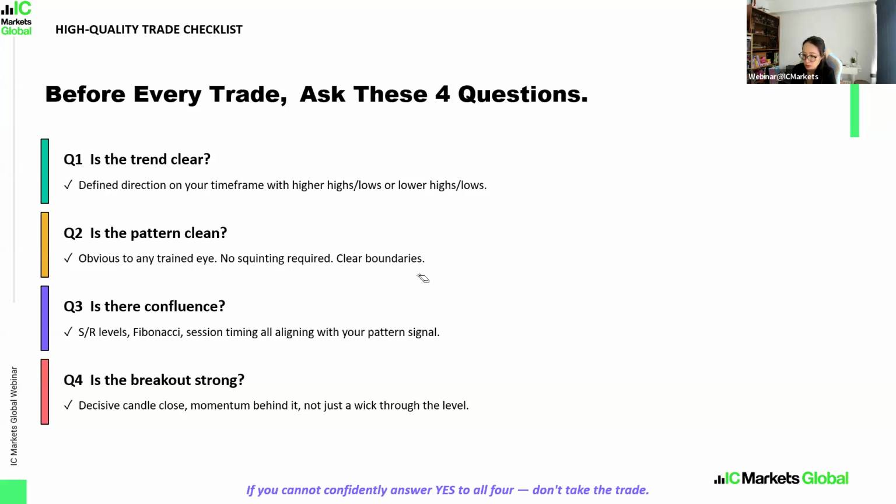Is the breakout strong? Look for a decisive candle close with momentum behind it, not just a wick through the level. Whenever we look for a strong breakout of a key level with a really strong candle that creates the FVG, that equals a strong breakout. That's going to be a really strong breakout.